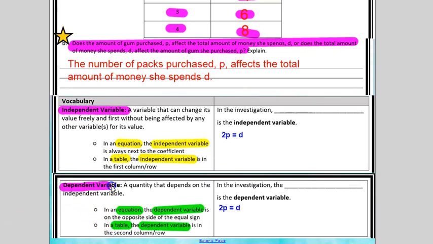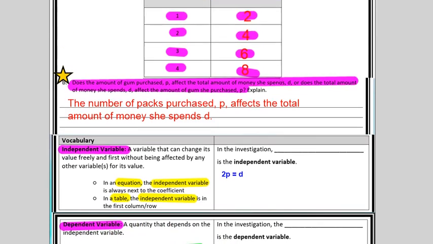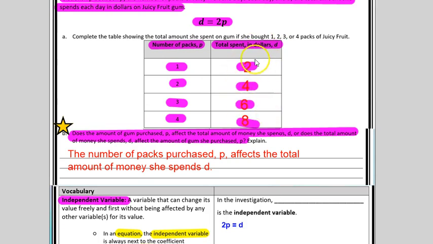The dependent variable depends on the independent variable. So in order to find the dependent variable, which in this case is the amount that she spends, we have to know how many packs she bought. So the number in the right-hand column is completely dependent upon what number is going to go in the left-hand column. So this is the independent variable because in the next box, we could put any number on the left. We could jump to 200, we could jump to 2,000, or we could just go to 5. But on the right, we can't just put any number because the number on the right depends on what the number on the left across from it would be.